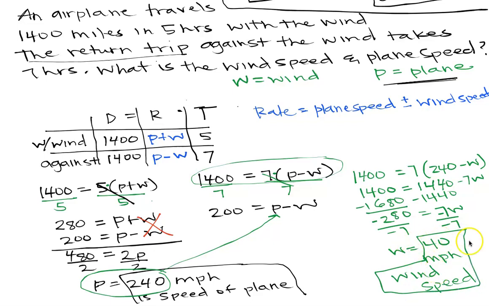Okay, so wind speed is 40, plane speed is 240. If your wind speed turns out to be more than your plane speed, you've got a problem, because the plane would not be flying if your wind speed is more than the plane speed. So just double check to make sure your answers make sense, right? Neither of those should come up to be negative. So if you came up with a negative answer, look back in your work and see where you could have made a mistake. Just make sure that they make sense for the problem that you're dealing with. Okay.